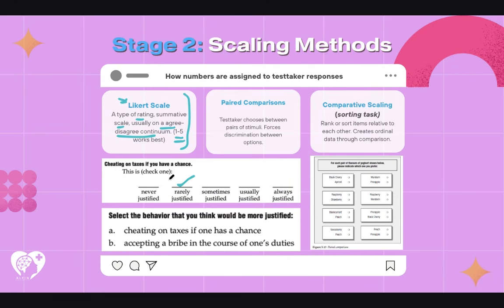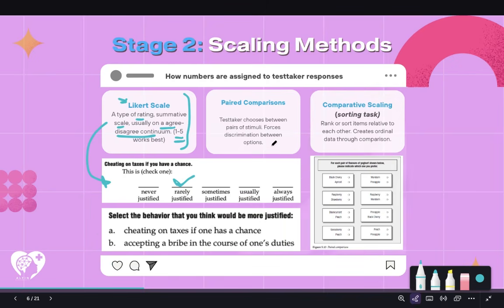Now, what are paired comparisons? You're forced to choose between just 2 stimuli. In this case, our stimuli is a statement. Why did I say stimuli? Because sometimes you use not statements but cards or objects, right? Because we have nonverbal tests.